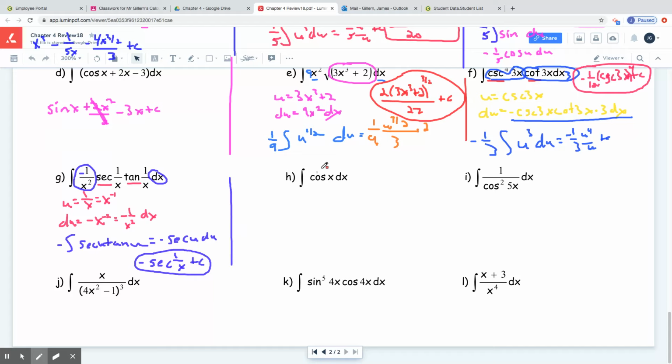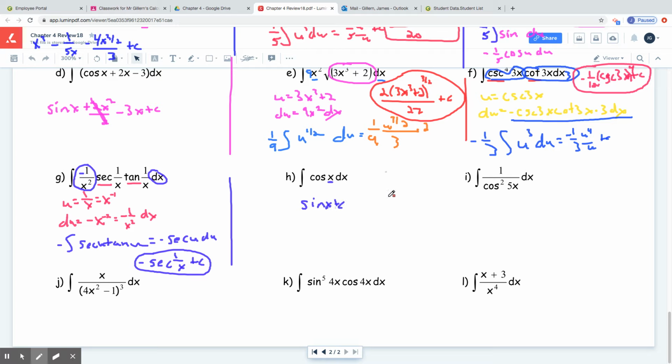All right, H, really tough one. Integral cosine x. There is nothing, there is no anything besides x, so there's no substitution. Just look on your formula sheet. The integral of cosine is sine x plus c.